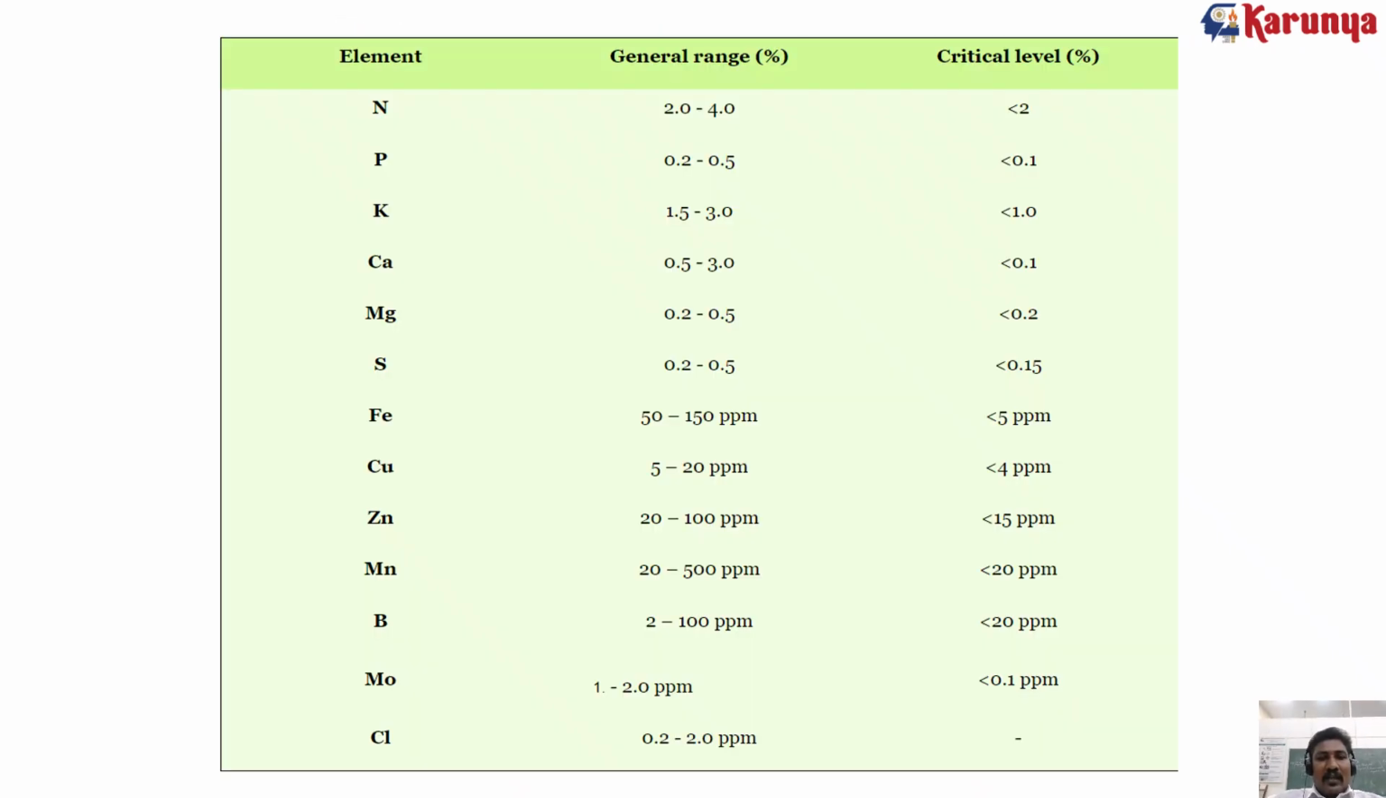So these are the different elements, with general range and critical level. The general range of nitrogen should be 2 to 4. The critical range or critical nutrient concentration is less than 2. When the plant falls below 2 percent of nitrogen, it will definitely show deficiency symptoms. The range should be 2 to 4. Similarly, for phosphorus 0.2 to 0.5, potassium 1.5 to 3, and for other nutrients like micronutrients, given in ppm, and the critical level given in percentage.